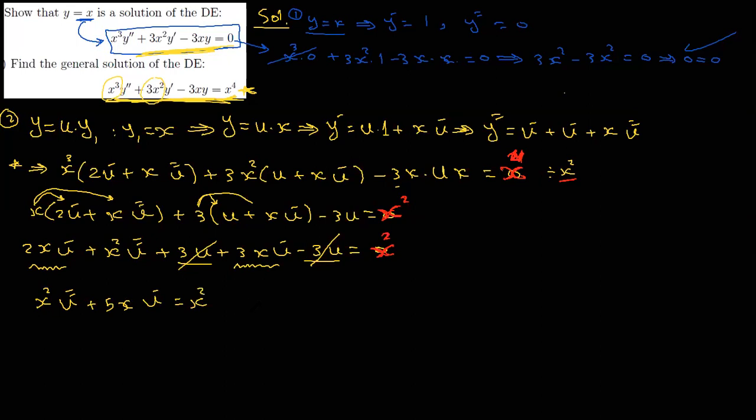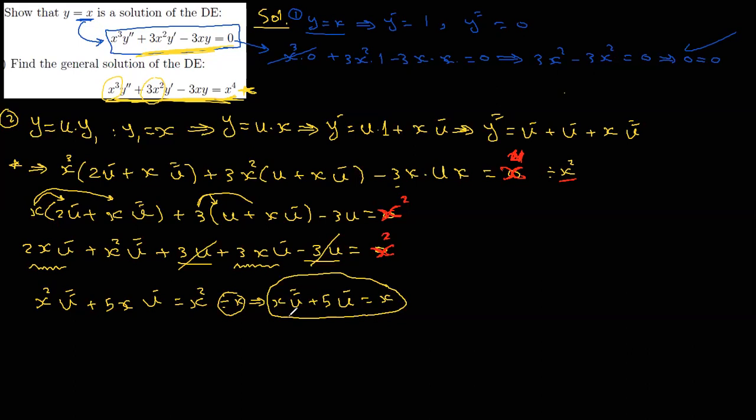Can I simplify more? Divide by x. If I divide by x, I have the following: x u double prime plus 5 u prime equal x. What about this equation now? No, Professor, it is non-homogeneous with non-constant coefficients. So actually, I feel I can't solve this new equation either. I used a new unknown function u, but unfortunately, I can't solve this equation now.